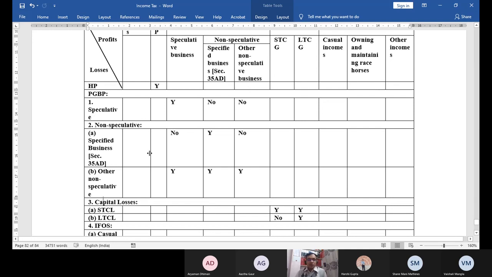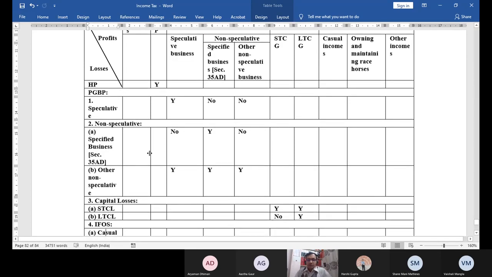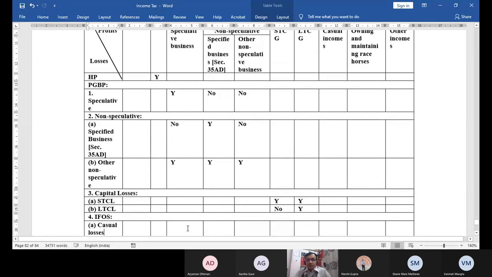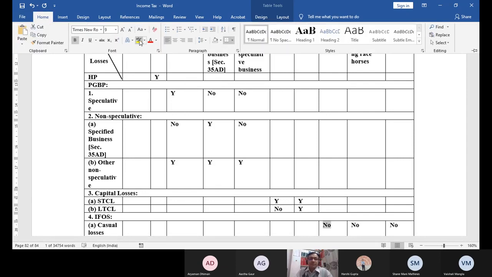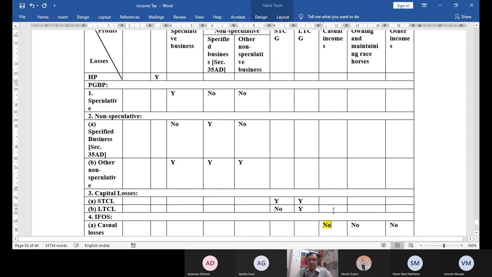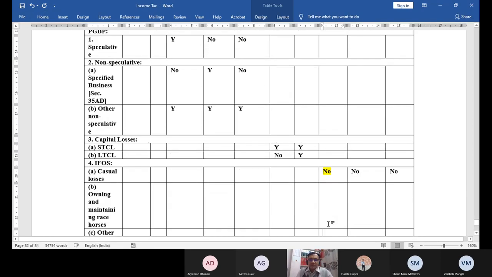So short-term capital losses can only be adjusted against short-term and long-term, but long-term losses only against long-term, not against short-term. Now other sources, casual losses, these cannot be adjusted against even their own incomes. Ignore the other income from other sources. These cannot be adjusted against even their own same category incomes. What about others? Leave it. These have no sanctity. Nowhere these can be adjusted.